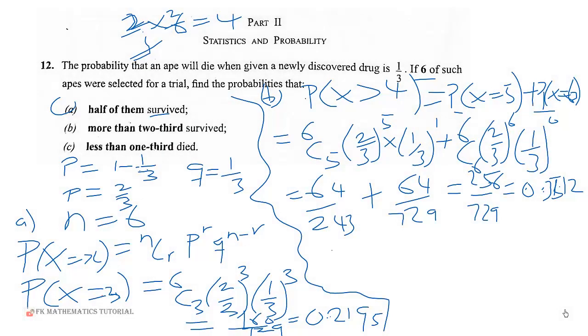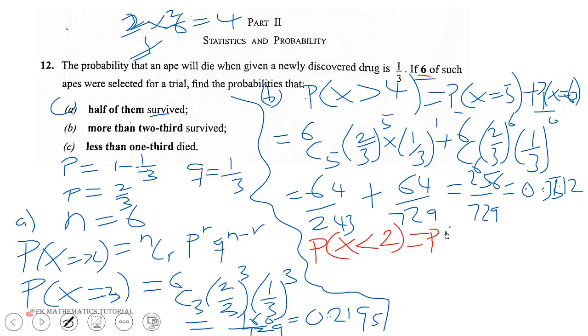Now the C aspect: the probability that X is less than 1/3. So 1/3 of 6 is 2, so X is less than 2. This will be equal to the probability of X equals 0 plus the probability of X equals 1. Now what do we do next?